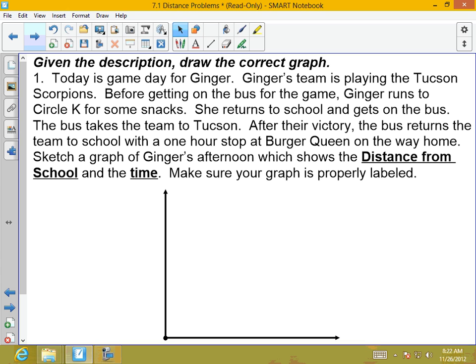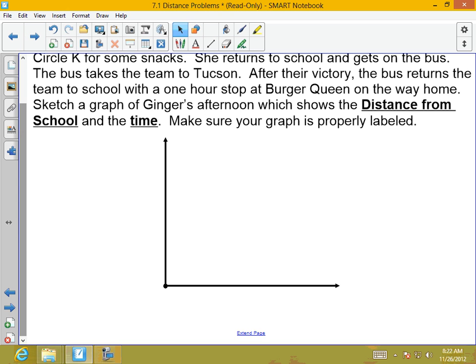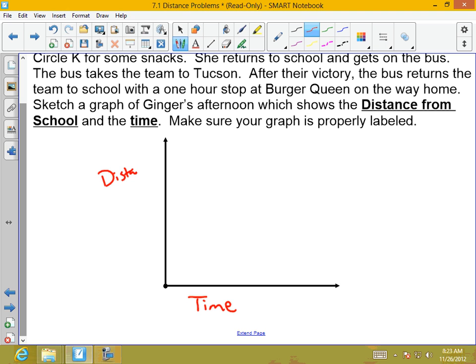Okay. Distance from school, distance from home, same thing. If this had said total distance, it would be different. We'll see that in a minute. So the first thing you need to do, because it says make sure the graph is properly labeled, on the x-axis, you need to put time. Up here on the y-axis, distance from. And where is she leaving distance from? School. Now, if you don't have these things on the test, it is wrong, even if your graph is absolutely correct.